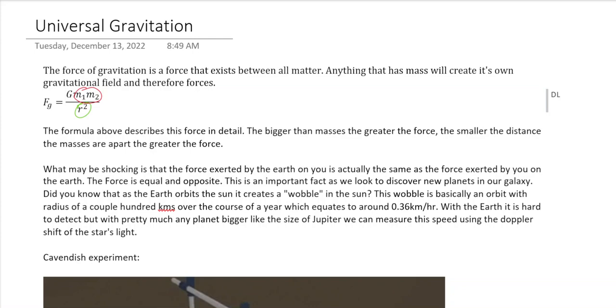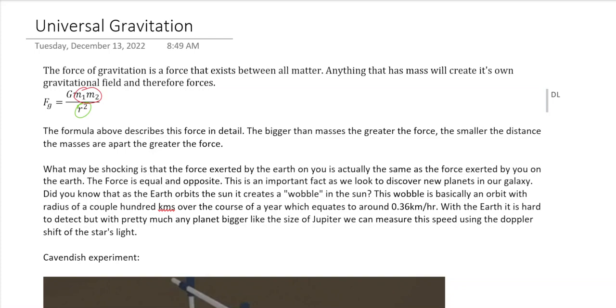What's crazy is that the force that the Earth exerts on you is actually the same as the force exerted by you on the Earth. So if I am being pulled down by the Earth by, let's say, 500 newtons, then I am actually pulling up against the Earth by 500 newtons.